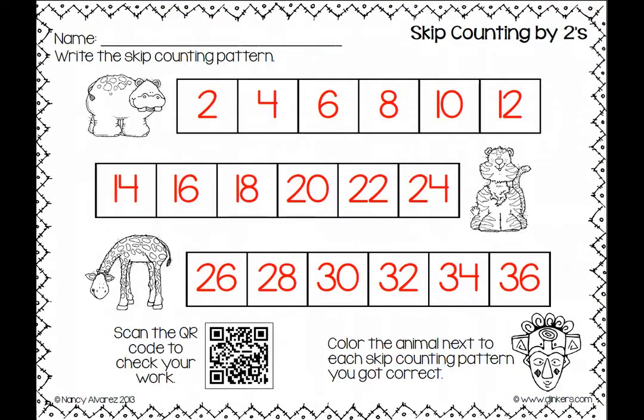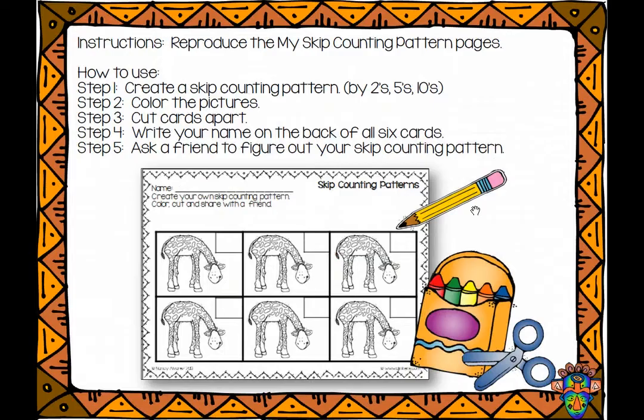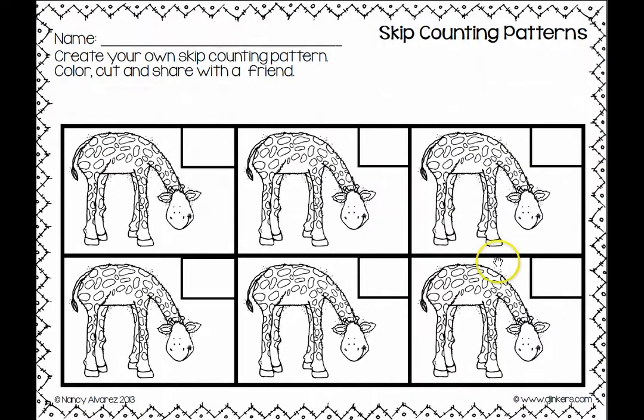In addition to that, there's also this skip counting activity here, and for this you're going to print these out, and then they have to create their own skip counting pattern and write it here in these little boxes, and then they will color all the African animals, and then they cut these 6 cards apart, and they will share it with a friend, and then their friend has to figure out what the skip counting pattern is, and put the cards in order.